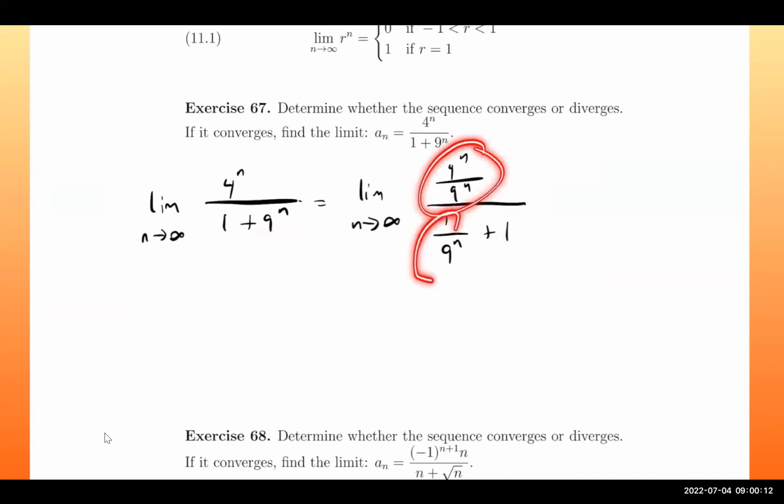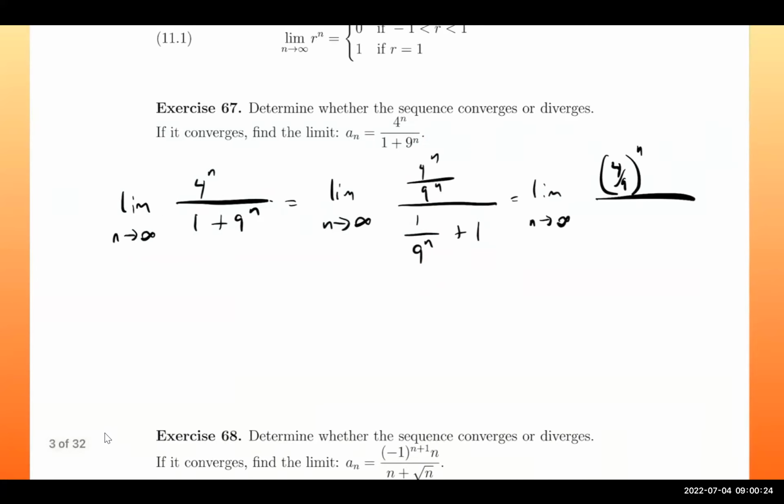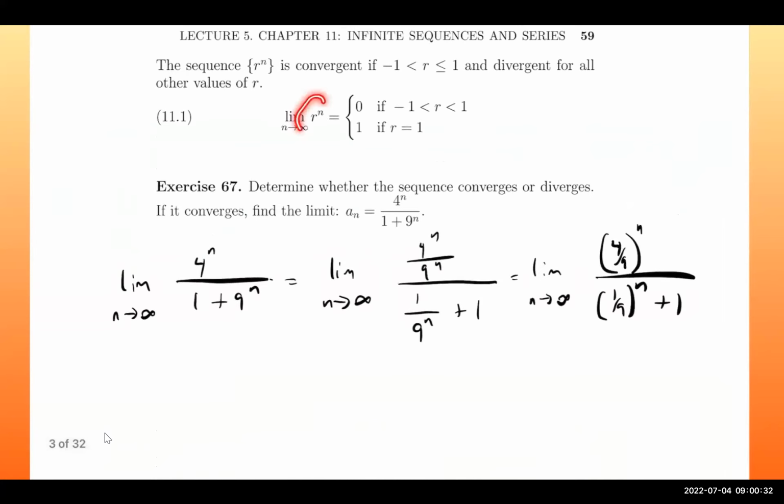We can rewrite these two terms as a fraction, 4/9 to the nth, because they both share the same exponent. And similarly, we can do the same thing to the 1/9 to the nth. And the reason I wanted to write it in that form is so that now we have it in this form where 4/9 is our r and 1/9 is our r.